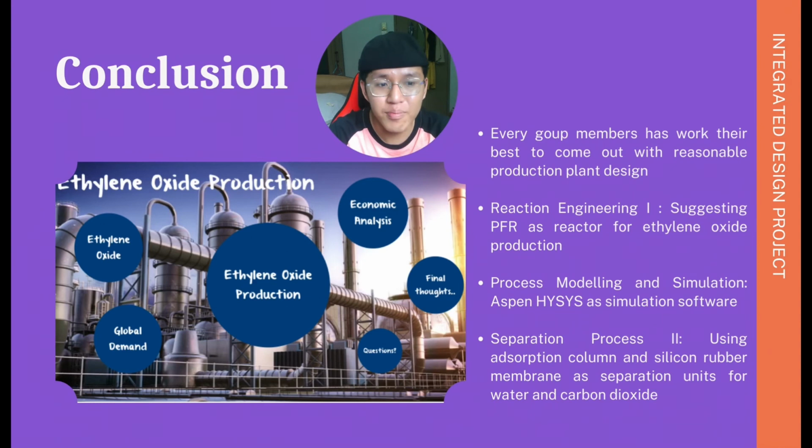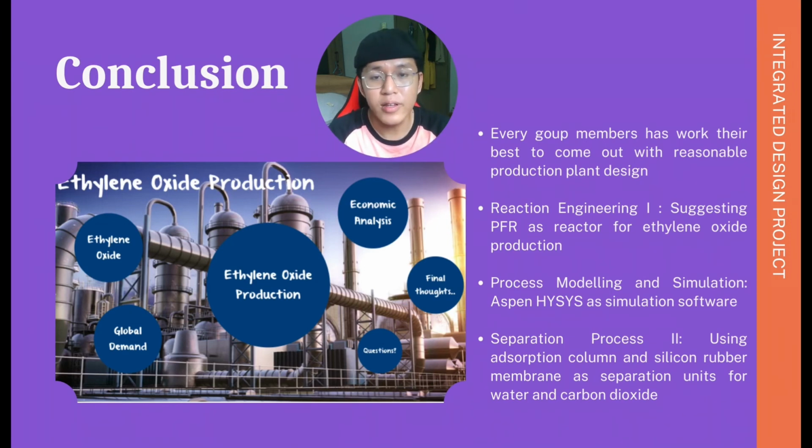In conclusion, we as the group members of this integrated design project have worked our best to come out with a reasonable production plan design to produce ethylene oxide. For example, in reaction engineering 1, we have decided to use the PFR, also known as plug flow reactor, to produce the ethylene oxide required in our case study. In this reactor, ethylene will react with oxygen to produce ethylene oxide. To simulate the operation of this reactor, in process modeling and simulation, we have used Aspen HYSYS to make sure that this reactor will operate well.